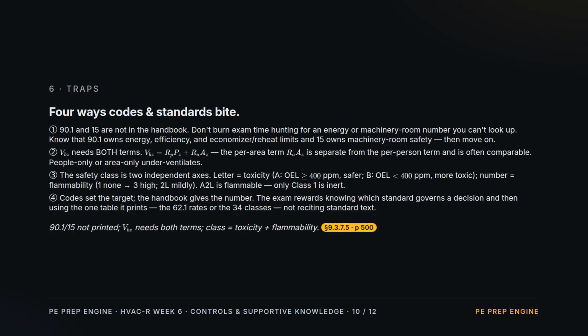Traps 4. 1. 90.1 and 15 are not in the handbook, so don't waste time hunting for a number you can't look up. Know that 90.1 owns energy and economizer limits, and 15 owns machinery room safety, and move on. 2. The breathing zone rate needs both terms. The per area term is separate from the per person term, and is often comparable, so people only or area only underventilates. 3. The safety class is 2 independent axes. The letter is toxicity, A the safer high limit group, and the number is flammability. A2L is flammable. Only class 1 is inert. 4. Codes set the target, the handbook gives the number. Know which standard governs, then use the one table it prints.